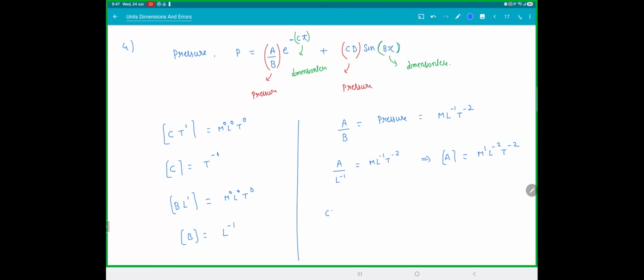And then similarly, we'll say C into D is also pressure. C is T power minus 1. So dimensions of D will be M power 1, L power minus 1, T power minus 1. Clear with this? This is your model 3. The third type of question they can frame on units. Others, do keep your cams on.